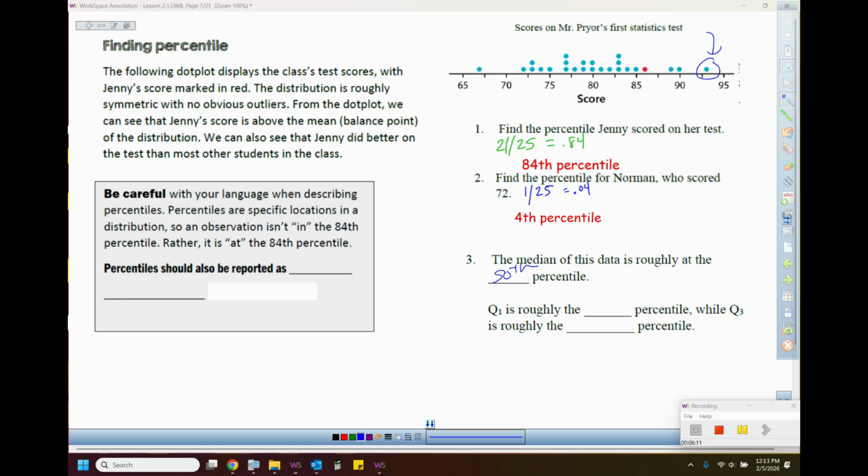So what do you think about Q1? Where would Q1 roughly be at what percentile? Not the 50th, but the 25th percentile, is it? Remember quartiles, guys, where we split it up into quarters? So see if you can figure out where Q3 would roughly be at. I got the 75th percentile. Does that sound okie dokie?